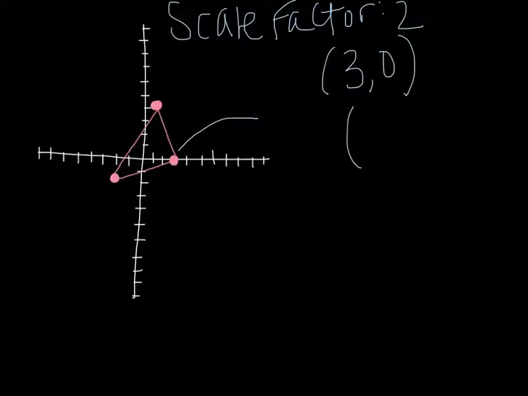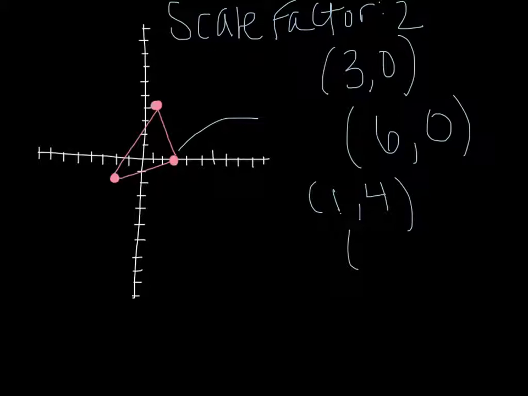I'm going to do 3 times 2, which gives me 6, and then 0 times 2 gives me 0. That'll be my image point. Then the next point, this one up here at the top, my original point is 1, 4. I'm going to multiply that by my scale factor again. So 2 times 1 is 2, and then 2 times 4 is 8. So my new point is 2, 8.